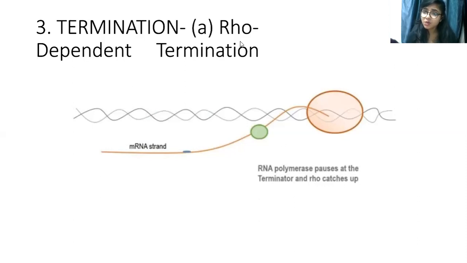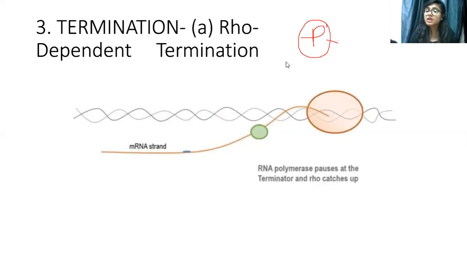But this process also occurs via two ways. It can be a Rho-dependent termination, or it can be a Rho-independent termination. You must be thinking, what is exactly this Rho, right? Rho is written this way. It is a kind of P, the Greek letter. It is a protein molecule which helps the process in termination.